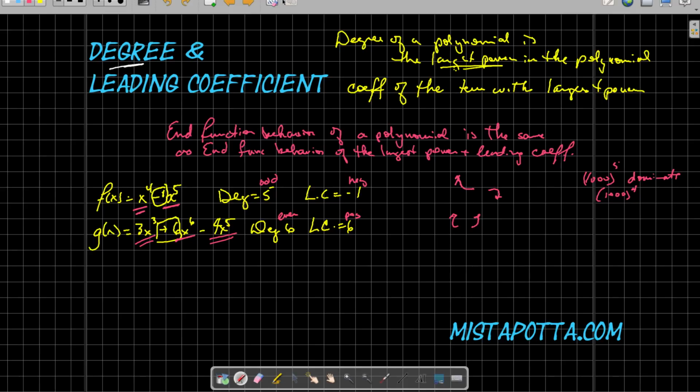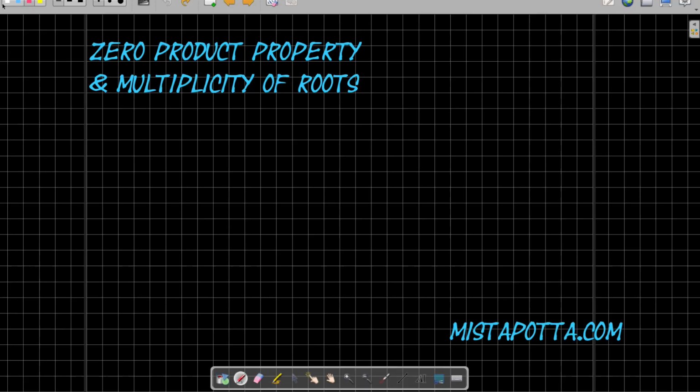Now, we've already talked about a lot of the properties of these functions. We've talked about x-intercepts and we've talked about y-intercepts, but something else that I would like to talk about is the zero product property. The idea is that if I have two functions that multiply to give me 0, then either one of those functions is equal to 0 or the other function equals 0. This is always going to be true, and we saw this back in Algebra 1.